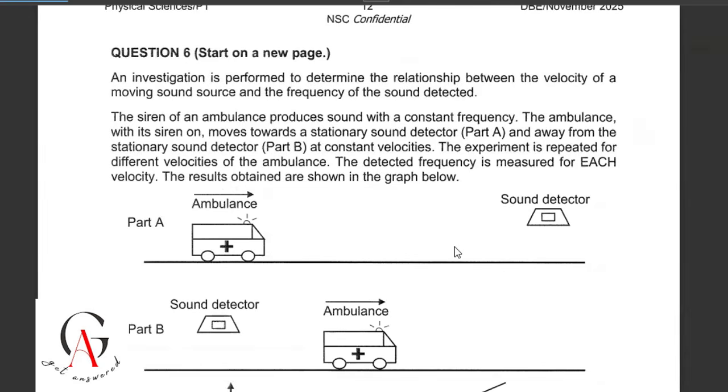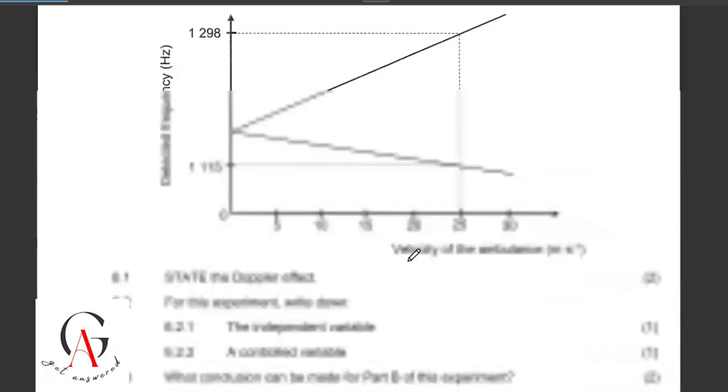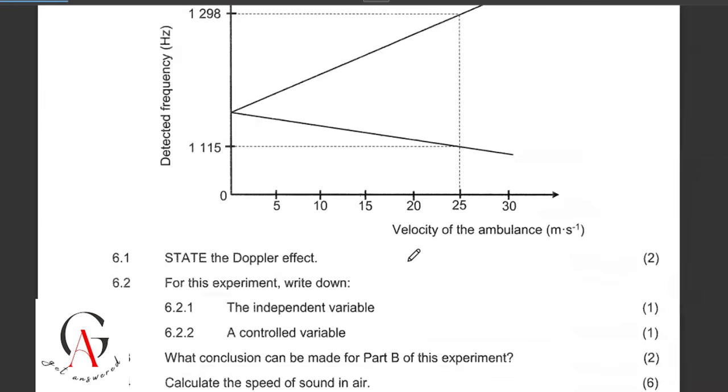Then question 6, an investigation is performed to determine the relationship between the velocity of moving sound detected by the sound. The siren of an ambulance produces sound with a constant frequency and then moves towards the stationary observer. That's for part A, and then moves away in part B. Okay. Step 6.1, we must state the Doppler effect.